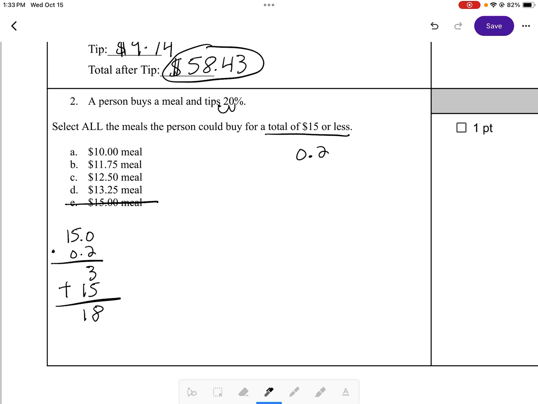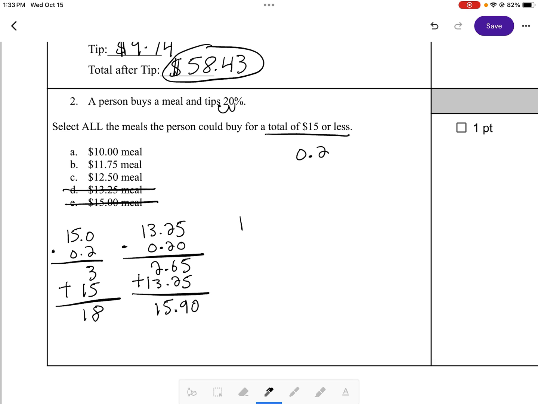So let's look at D. Same deal, 13.25. And I'm going to multiply it by my tip, which is 0.2. You can include the 0 or not. So 13.25 times 0.2. When I do that, I get 2.65. Then don't forget, I have to add it back to my original, which was 13.25. When I add 2.65 and 13.25, I get 15.9. That is more than 15, so D will not work as a meal.